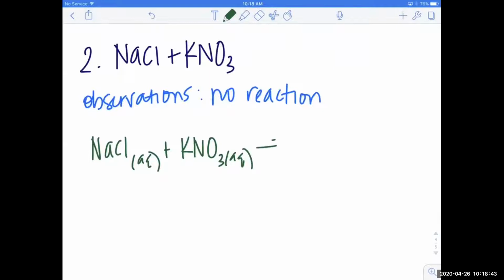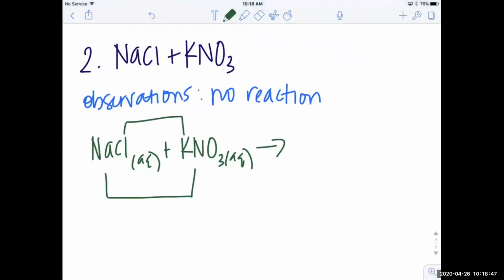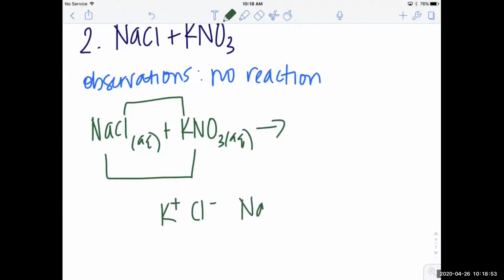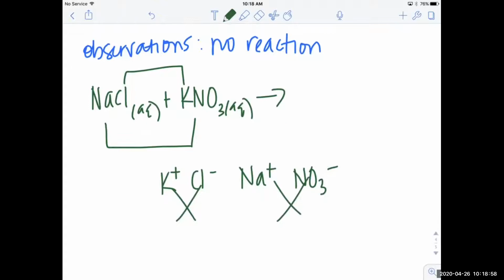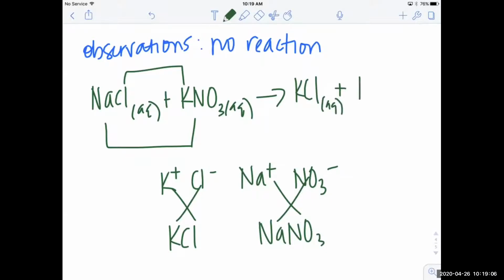Here we're going to have to predict our products. Na is going to go with NO3, and K is going to go with Cl. So I'll just go ahead and write this down here. We have Na plus, NO3 minus, and K plus, Cl minus. We crisscross these. This just becomes KCl and NaNO3. Now, in this situation, I know they are both aqueous, so I don't really have to do step 3 later. I saw that there was no reaction, so I can go ahead and do that now. This is already balanced, so we're good to go.